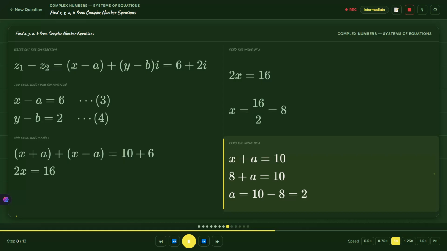Let's put x equals 8 back into equation 1. We get 8 plus a equals 10. So a equals 10 take away 8, which is 2.